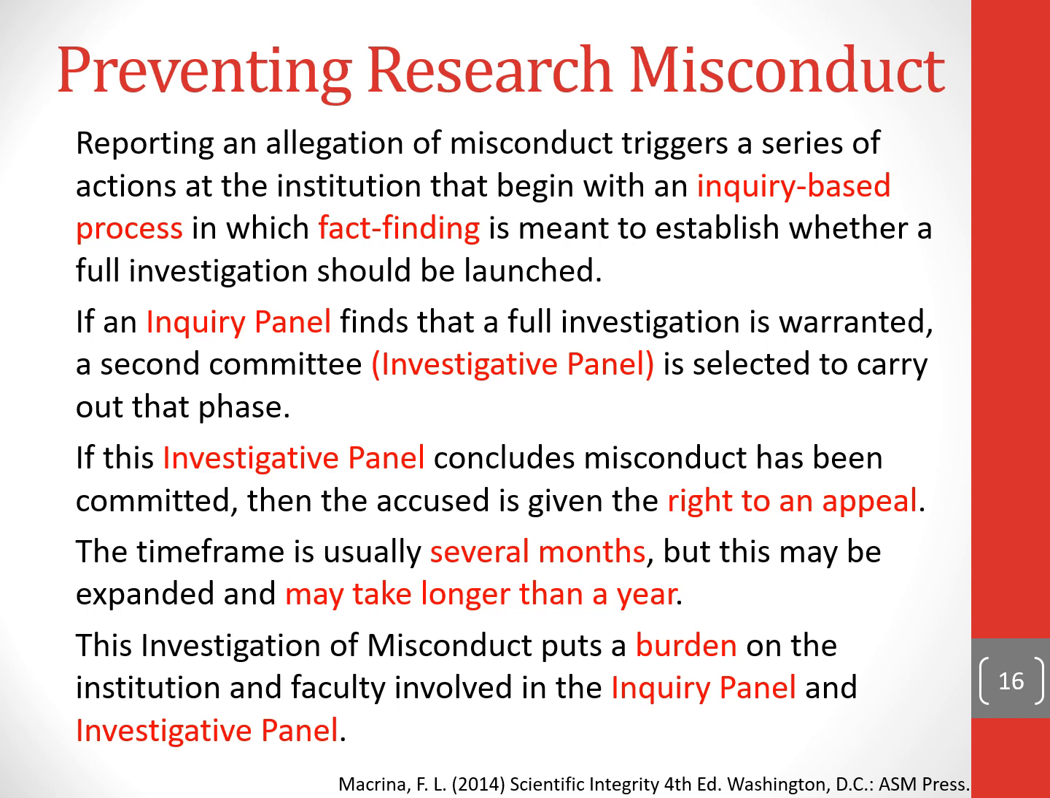So the time frame is long. This can take several months to get to the point where the investigative panel has what they need. And then because of the rights of the appeal of the accused researcher, it may take years to actually come up with the finding of research misconduct. But that puts a huge burden, as you can imagine, on the institution itself and all the faculty that are involved in doing the work of the inquiry panel and the investigative panel.